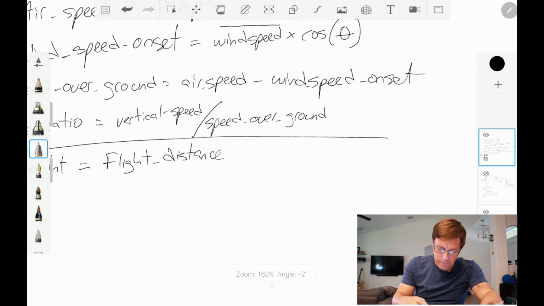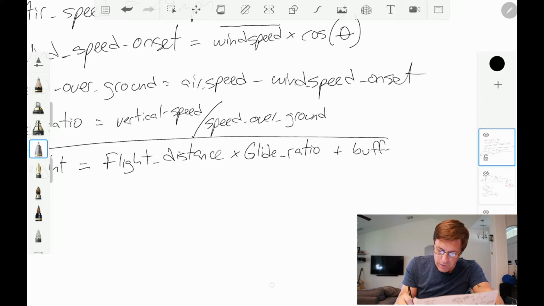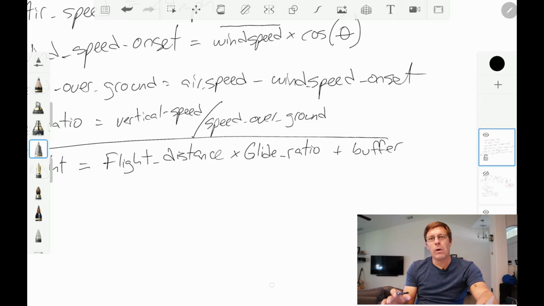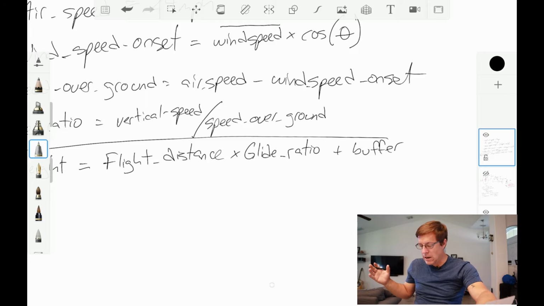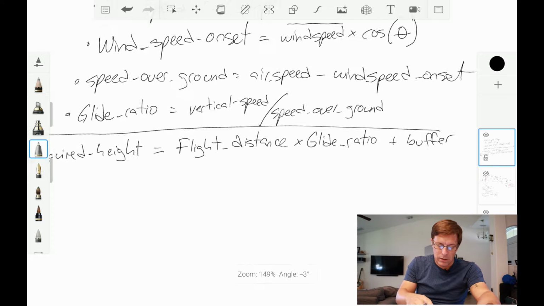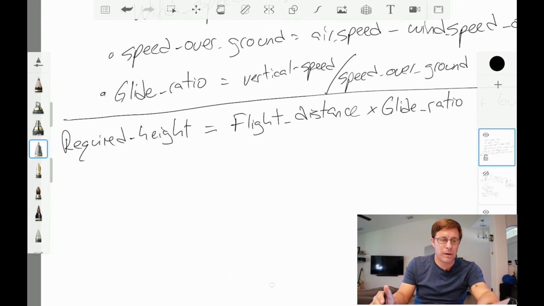Flight distance times glide ratio plus buffer. So this concept of buffer is how high do you want to be when you reach your target, right? So I want to go over to the beach, to the island. How high do I want to be above it when I arrive there? So I need, let's say, 400 feet to be above, so when I get there, I can look on the ground, check the local conditions, pick a nice spot to land and commit, right? So that's what a buffer is.